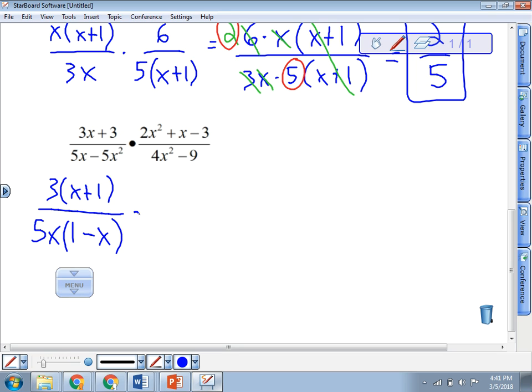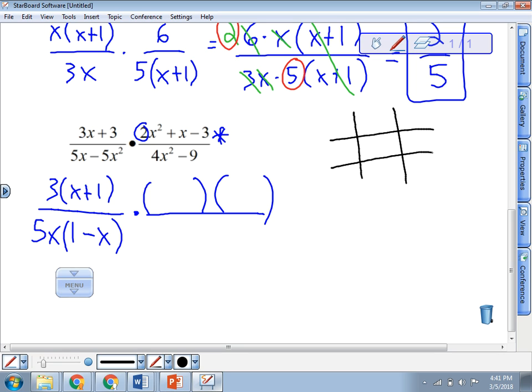And then on this side, on top, it's a trinomial. I know it's going to be double parentheses, but it's got the 2 in front, and I can't take out a GCF. How do we factor a trinomial like that? We've got a tic-tac-toe, so still doing the tic-tac-toe method. Take the first term, my 2x squared. Take the last term, which is minus 3. Multiply it across, which is negative 6x squared. I've got to find terms that multiply to negative 6x squared but add up to positive 1. That's going to be 3x minus 2x.